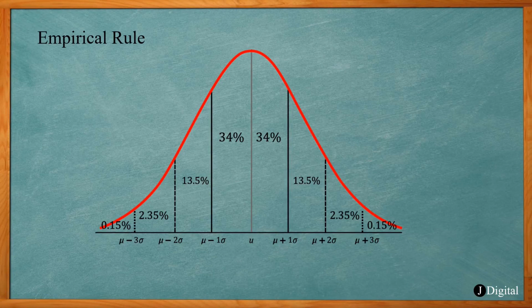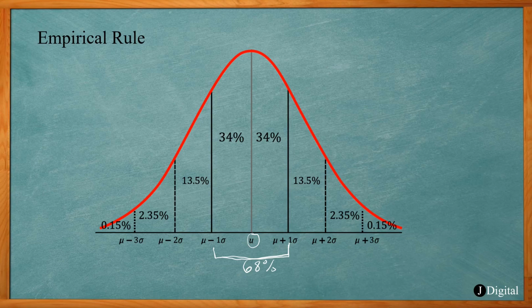So basically what the empirical rule says is that within one standard deviation of the mean, which is in the middle, and each vertical line is one more standard deviation from the mean. So here is mu minus one standard deviation, the mean minus one standard deviation, to the mean plus one standard deviation. That's going to be 34 plus 34, or 68%. So 68% of the data falls within one standard deviation of the mean.